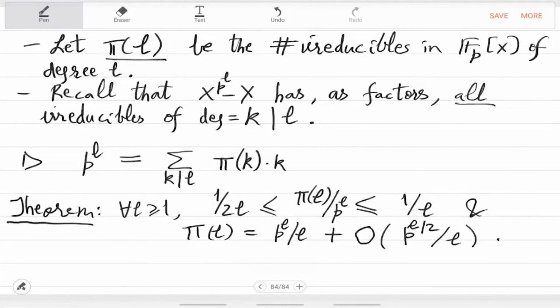So the short proof just follows the recursive formula we have written above. The above can be seen as a relationship between pi L and things smaller than L, like L by 2, L by 3. So it's a recursive formula. If you use that recursive formula carefully, you can prove this theorem. It's quite easy.